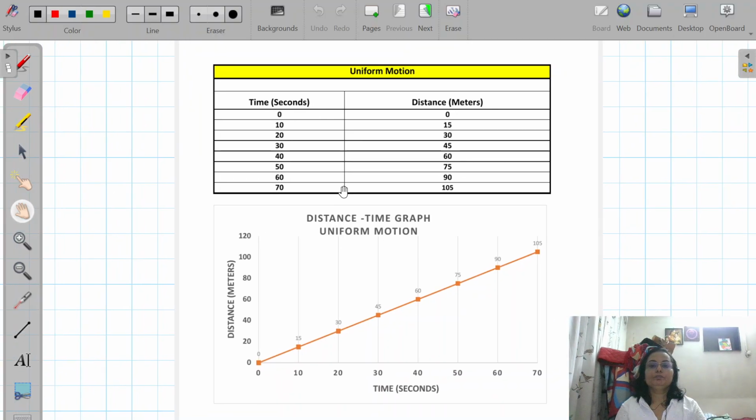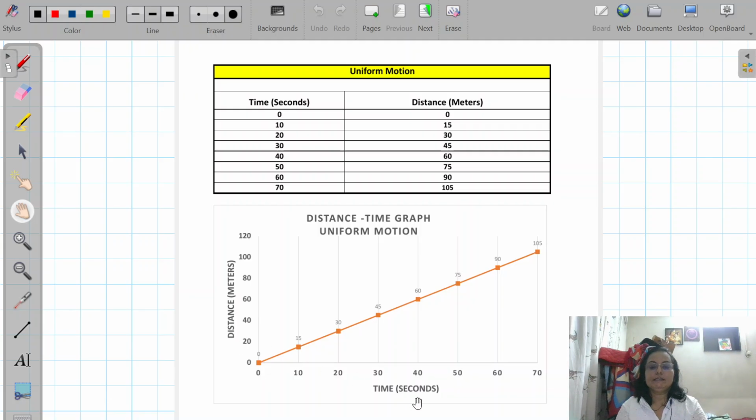Suppose there is a bus which is traveling 15 meters in every 10 seconds. So at 10 seconds, it's at a distance of 15 meters. At 20 seconds, it is at a distance of 30 meters. At 30 seconds, it's at a distance of 45 meters. So in every 10 seconds, it covers a constant distance of 15 meters. So the bus is covering equal distances in equal intervals of time.